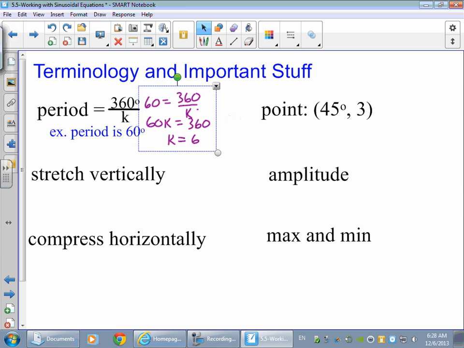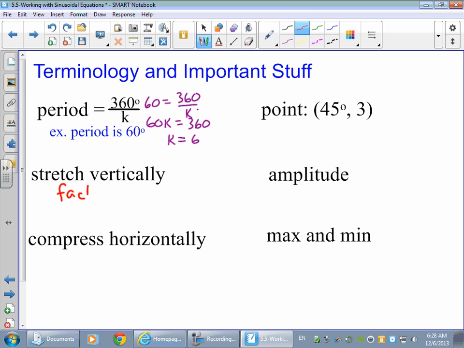Other terms here, stretch vertically. If you see something is stretched vertically, usually it'll say by a factor of, say 6. It means that what was originally looking like this is now going to be 6 times as tall, 6 times as low. So obviously stretch vertically is basically saying the amplitude is 6. Pretty straightforward stuff, provided we actually recognize what the terminology is saying.